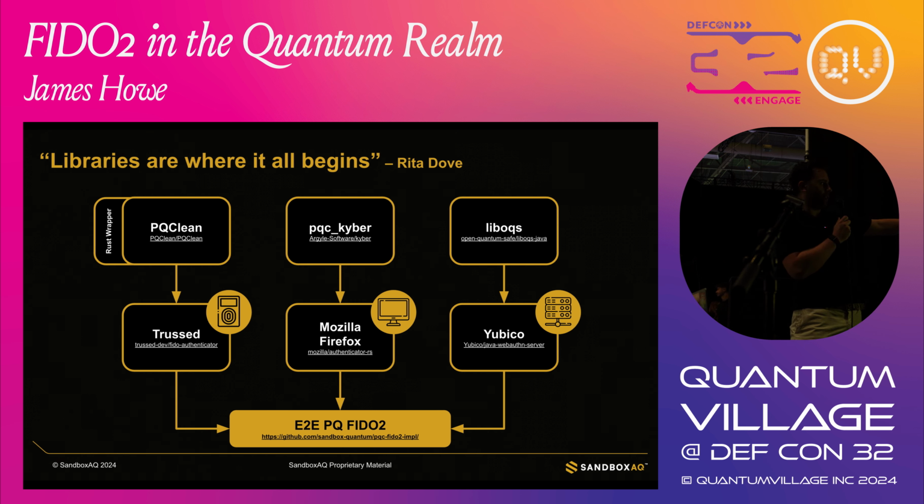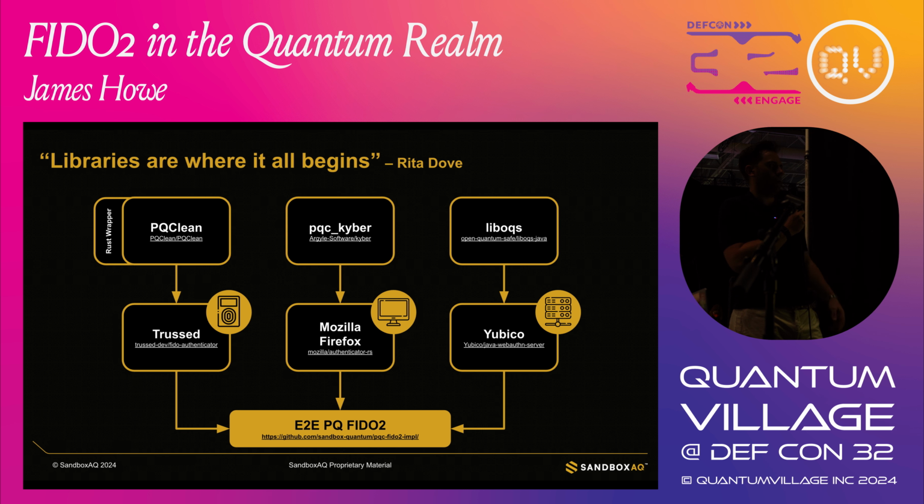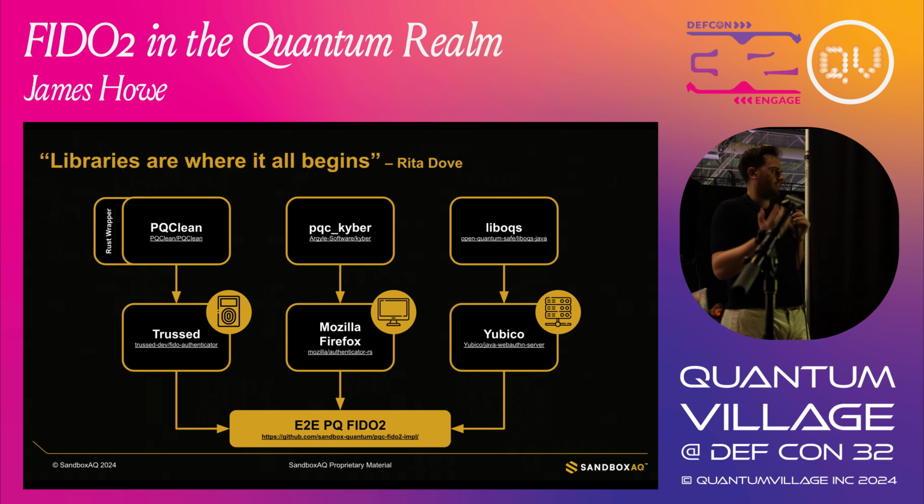For the Trussed side, for the token, we use a library called PQClean, and then just wrap that in Rust. For Firefox, we use a Rust implementation of Kyber, taken from the repository underneath. And for Yubico, that server is Java, so we use another library called liboqs, which has a Java version. I think it's mainly in C, but it has another repository that just wraps it in Java. So we have C, Java, and Rust going on here.